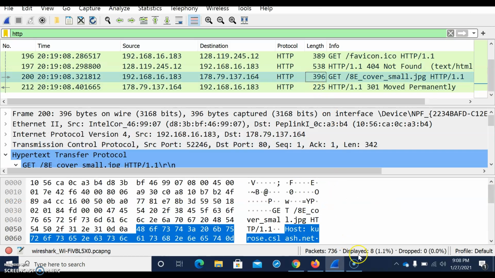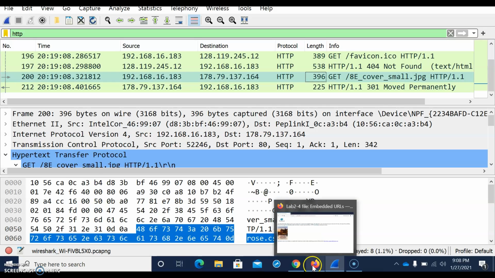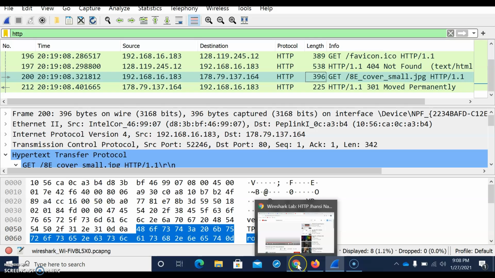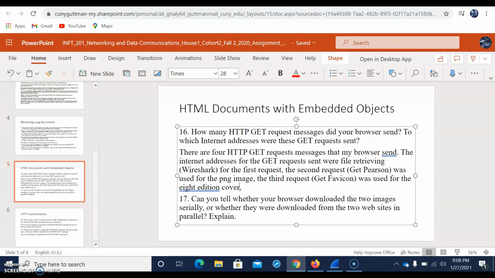Ah, yes, and that's what you used. The fourth one was for the 8th edition JPG image. Hold on.